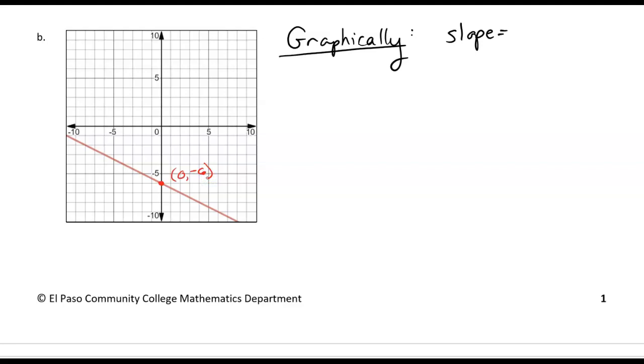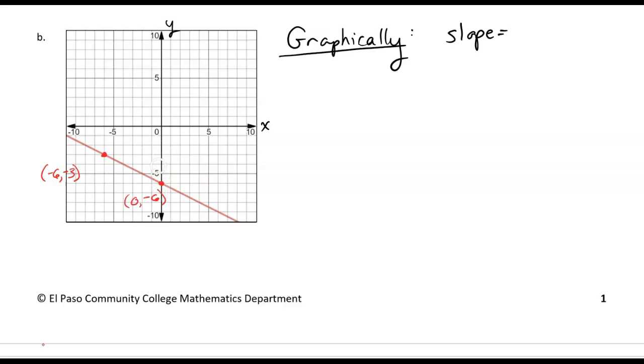And I need a second point, so I'm going to look, maybe up here. That looks pretty right on the crosshairs of my grid, my Cartesian plane. So let's see about the ordered pair for that point. That looks to be -6 in the x direction and -3 in the y direction. Okay, so we have our ordered pairs. We'll use those in the next step, but let's count for now.